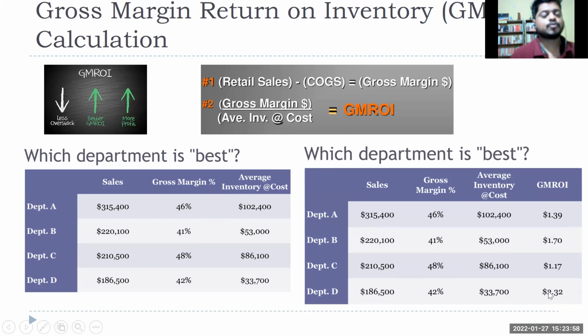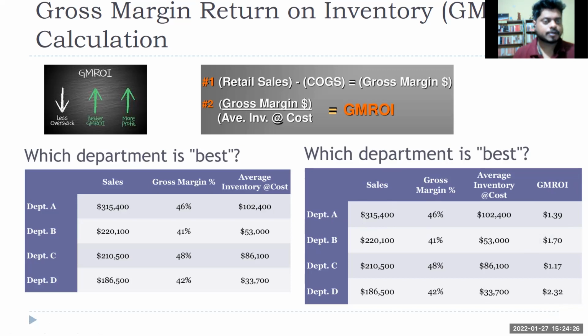But here, if you see, $2.32, right? Which is very good, right? So if all the department sizes, locations, and all other parameters remain the same, that means all other parameters remain equal. On the basis of sales, department A is doing excellent. On the basis of GMROI, department D is doing excellent, right? So it depends upon what the perspective is.